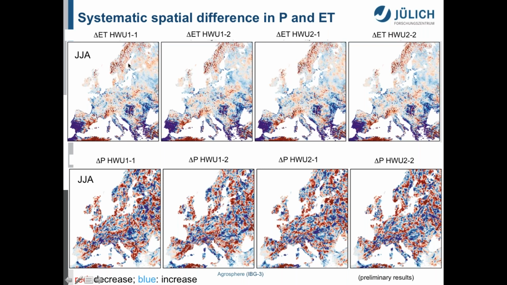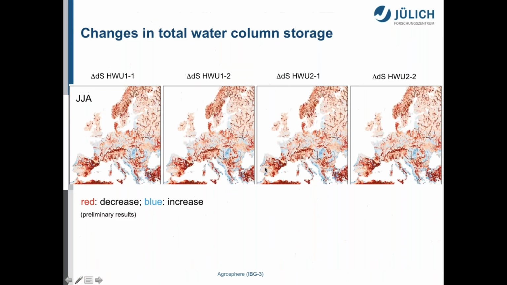Here again, in terms of ET, the picture is even clearer. We interpret this because ET is again a much more local process than precipitation. Okay, this of course feeds back into storage changes and also into continental runoff changes.